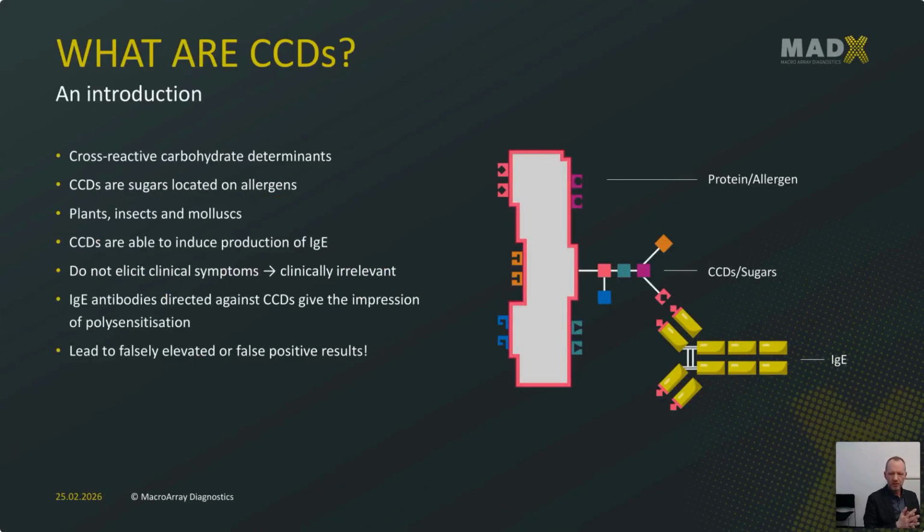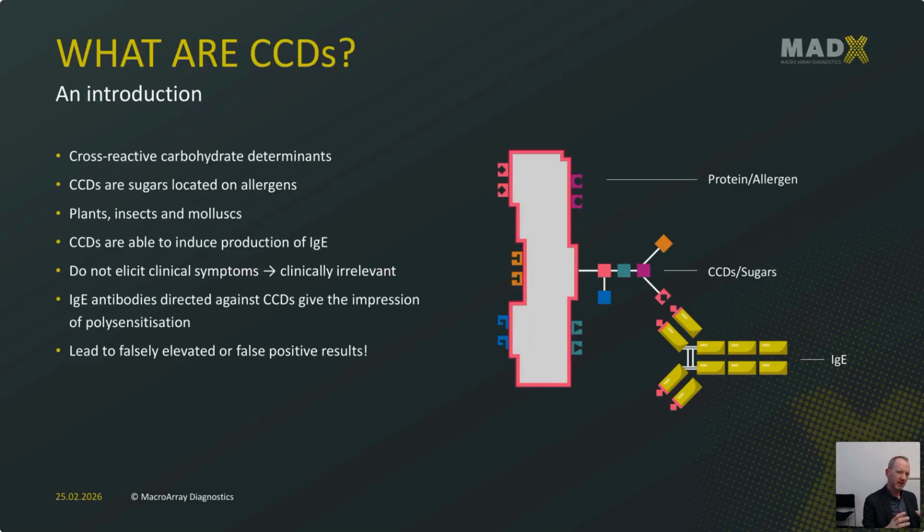The ALEX3, just like its predecessor, the ALEX2, offers CCD inhibition by default. Just to introduce CCDs for those of you who are not familiar with them, CCD stands for cross-reactive carbohydrate determinants. They're essentially sugar moieties that are found on allergens extracted from various allergen sources, so plants, insects, as well as crustaceans. CCDs are able to induce the production of IgE, but until now, I don't think there have been any reports showing that they elicit a clinical symptom, so they tend to be considered clinically irrelevant.